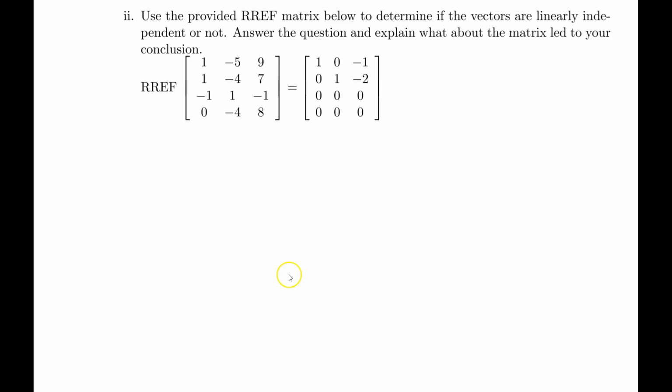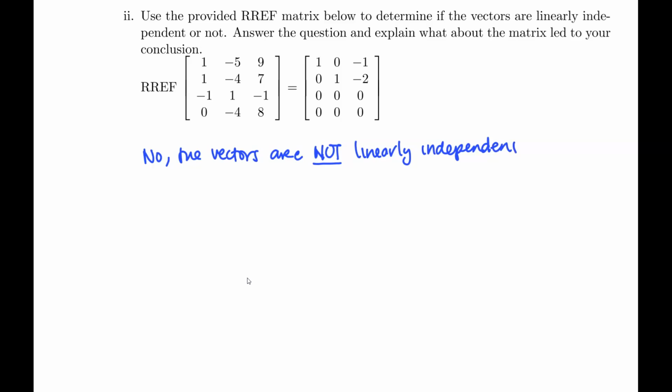And the second part asked us to look at the reduced echelon form matrix based on those vectors as columns, and then asked if we could determine if the vectors are linearly independent or not. And in this case, we can see the answer. So the answer here is no. The vectors are not linearly independent. So you could definitely write linearly dependent. And then a reason why we could see that.